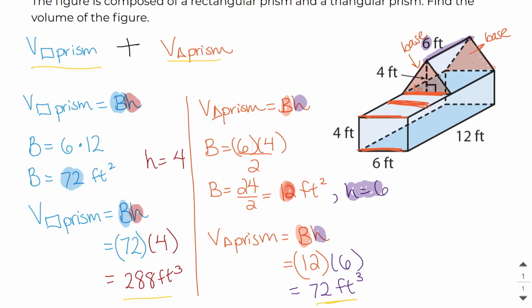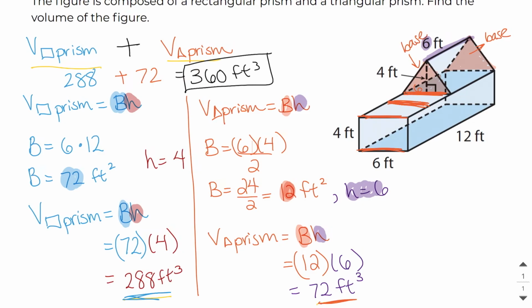So all we have to do is add the 288 for the rectangular prism that we got here, plus the 72 that we got for the triangular prism. And then when we add those two numbers together, we get 360 cubic feet. So that is our final answer.